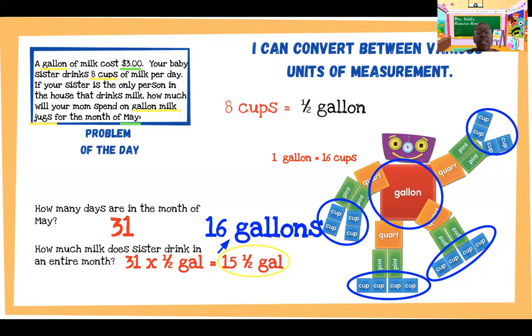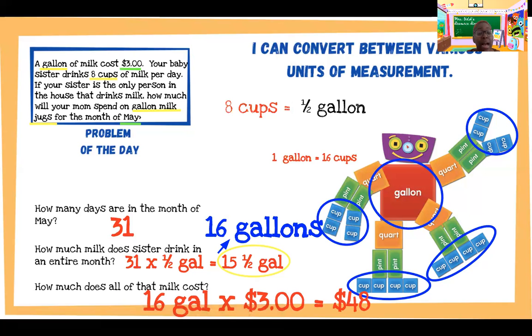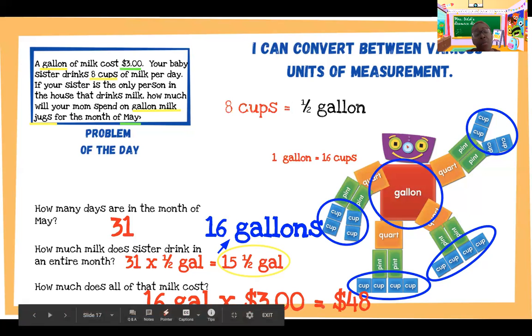So now that we know that mom is buying 16 gallons of milk, what do we need to do next? Did you say calculate the cost of the milk? If you did, you're absolutely correct. How do we calculate the cost of the milk? Did you say 16 gallons times $3? If you did, that is absolutely correct. We'd multiply 16 gallons times $3 in order to equal $48. So mom would spend $48 a month on milk. Whew, that was a lot of work.